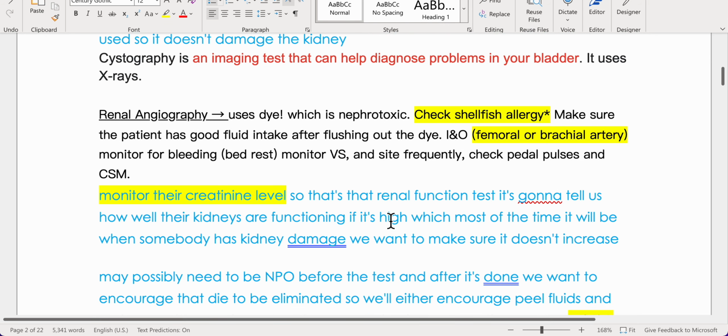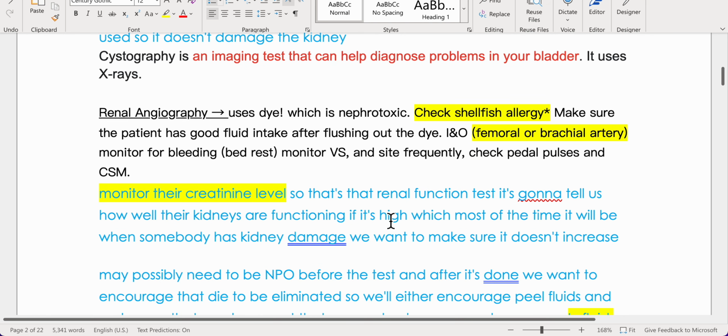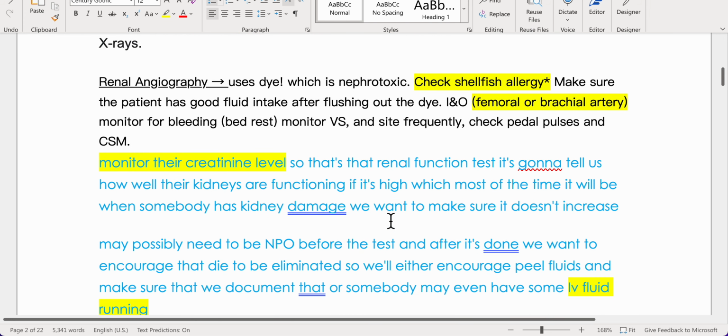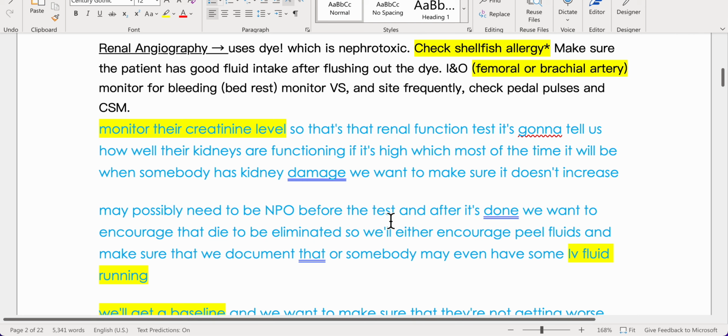INO, femoral or brachial artery, monitor for bleeding, bed rest, monitor VS and site frequently. Check pedal pulses and CSM. Monitor their creatinine level. So that's that renal function test. It's going to tell us how well their kidneys are functioning.